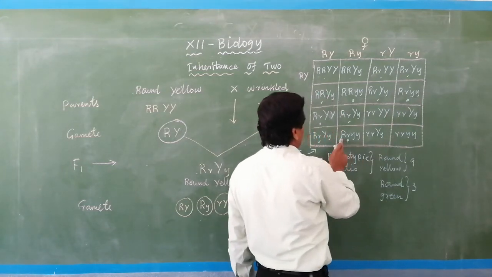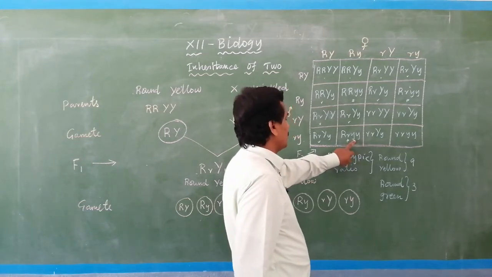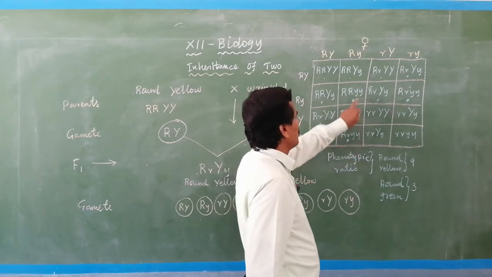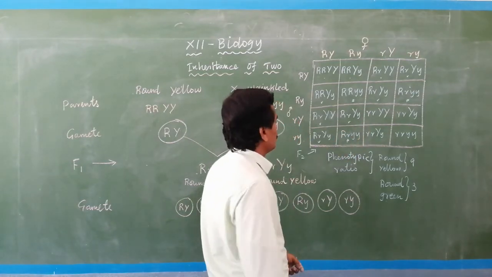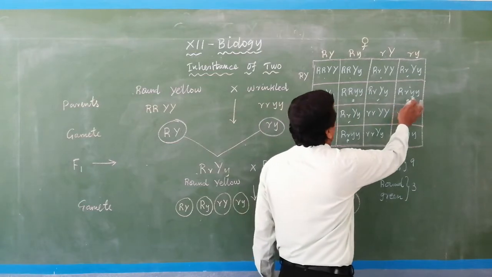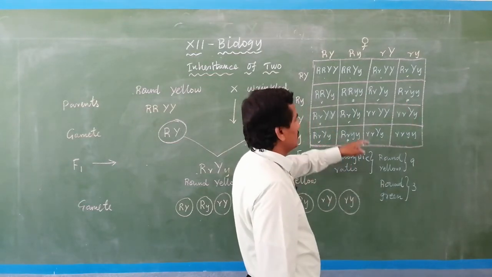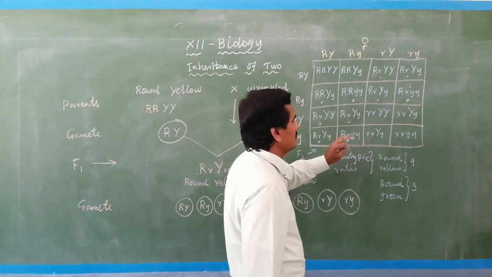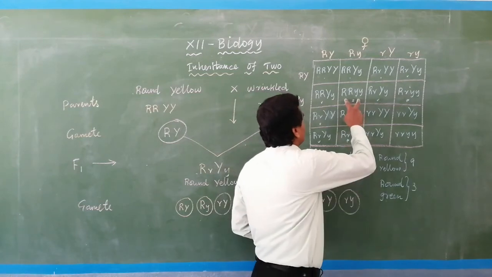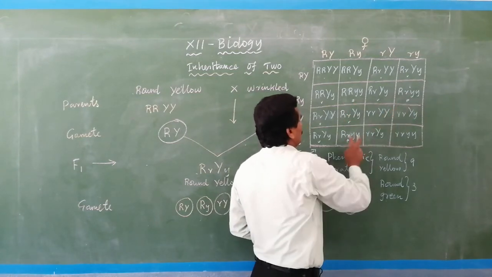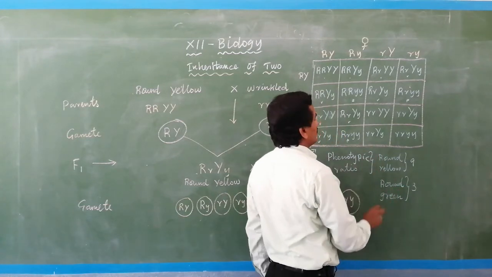So capital R expressed means round, and one capital Y means it is expressing the yellowness, but here with two small y, it is expressing the green only. So this is round green, here also round green, here also round green. Phenotypically they are round green, but genotypically they may differ, which we will learn in the next section on genotypic ratio. So round green is 3 out of 16.